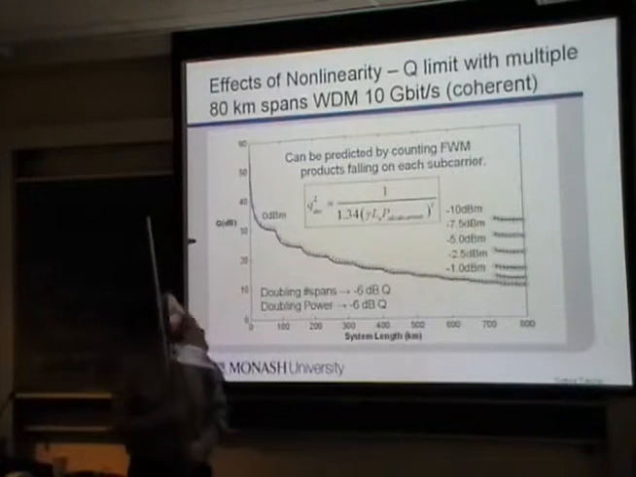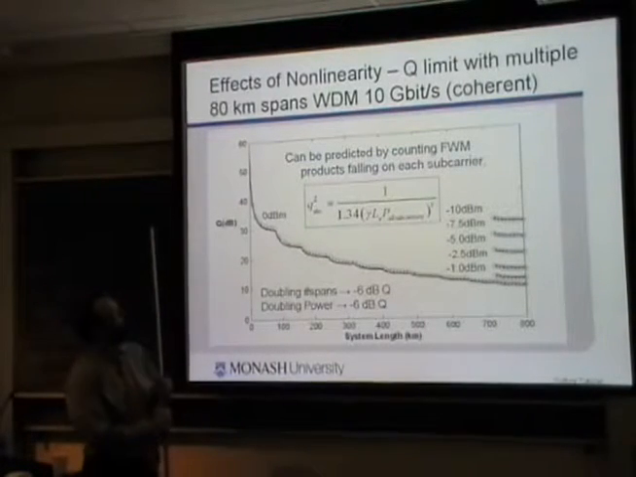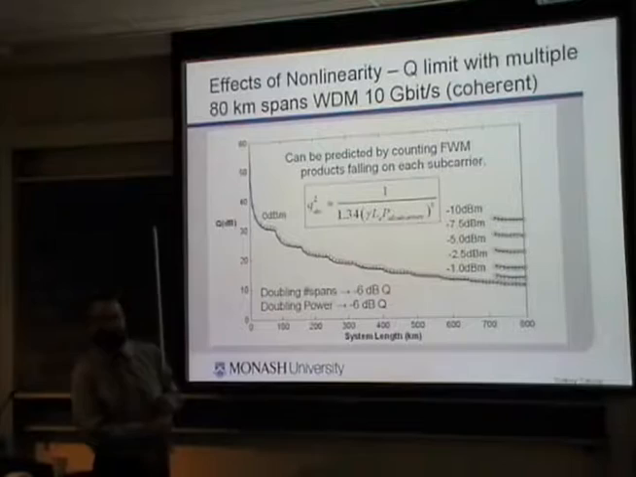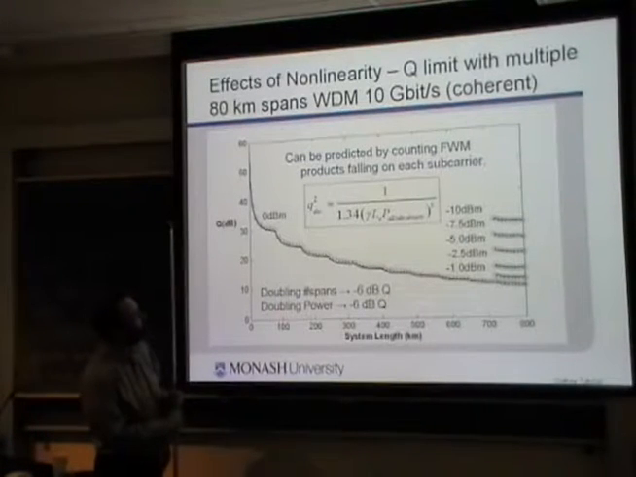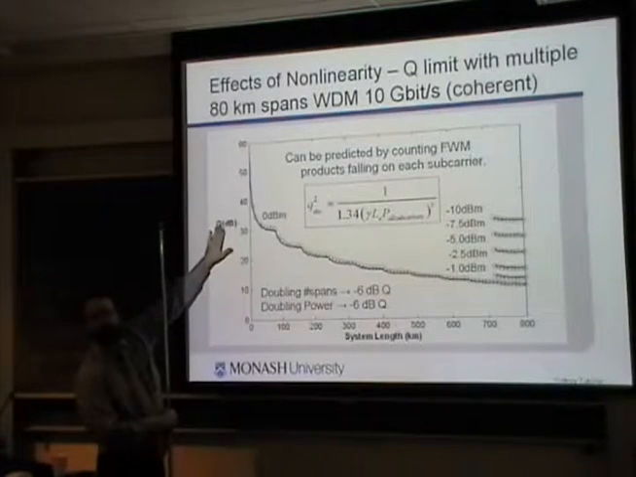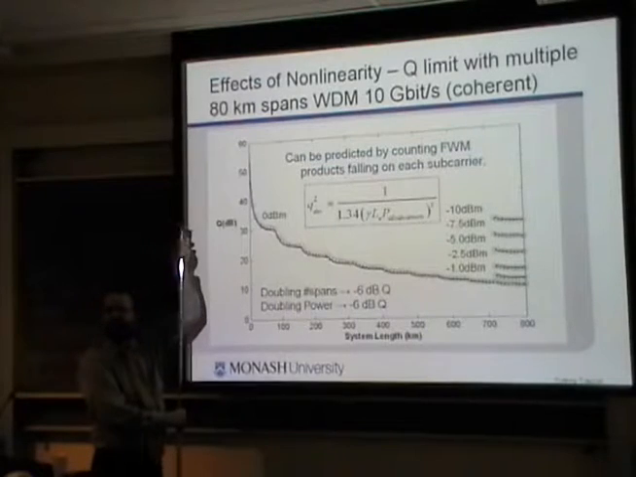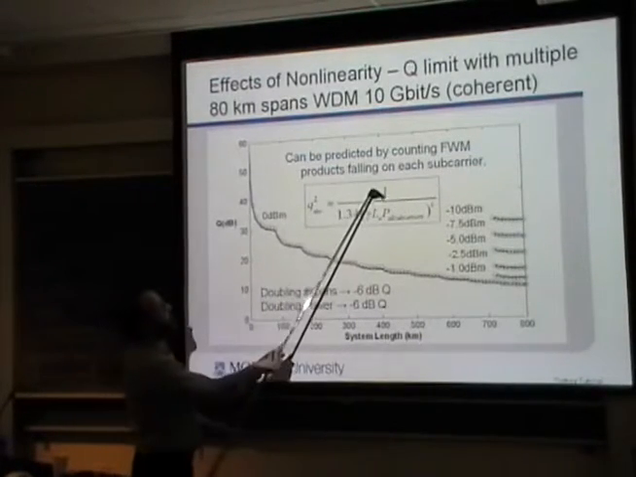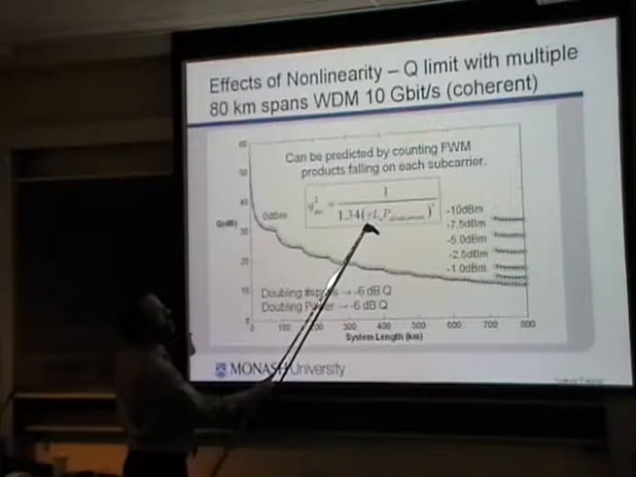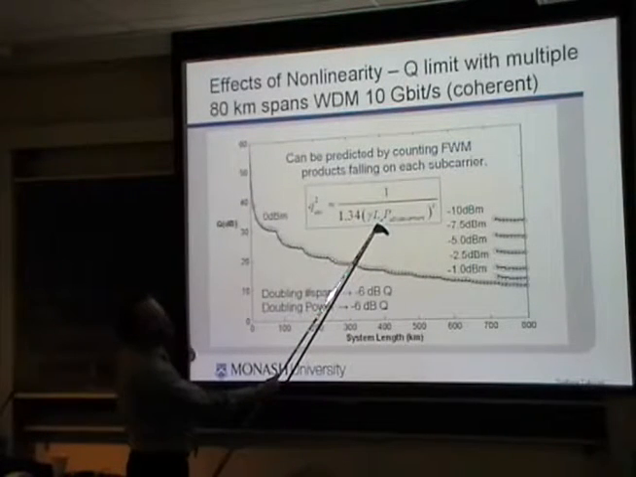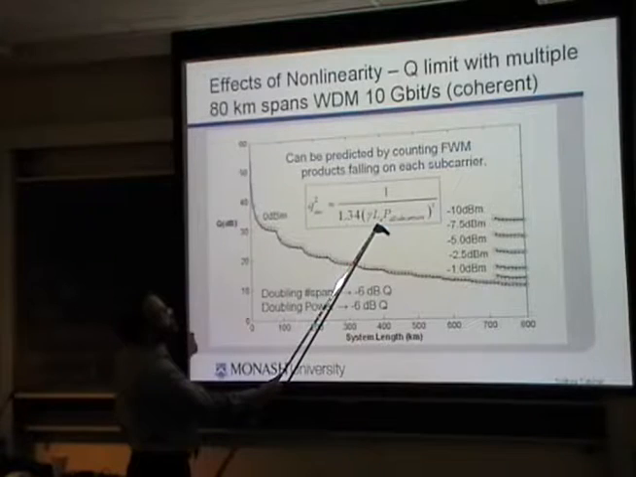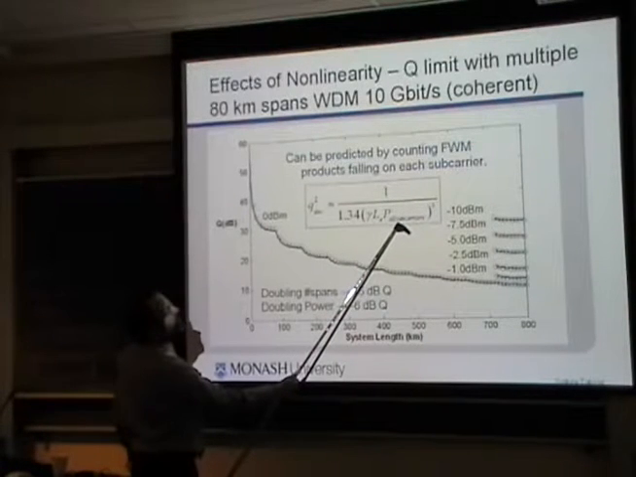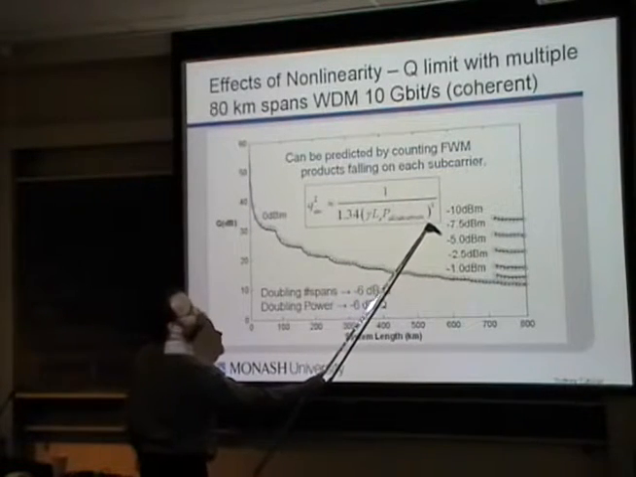We actually did develop an analytical equation, which I'm quite proud of because it's so simple. Basically, it's saying that Q, which is the quality of the electrical signal to noise ratio of the system, is just 1 over the nonlinear coefficient, the effective length, which is about 22 kilometers for normal fiber, and the power of all subcarriers, all squared.